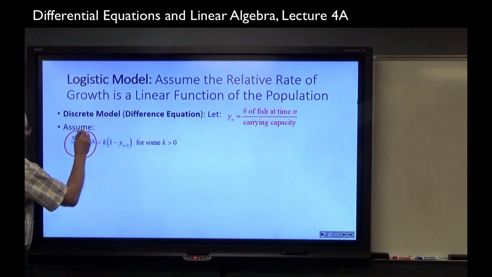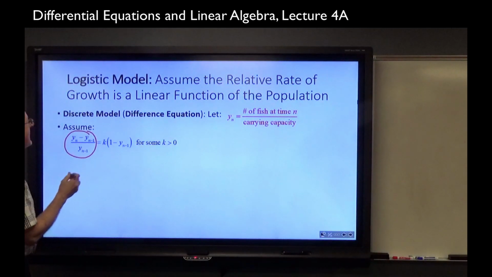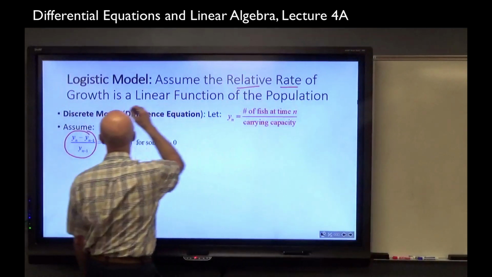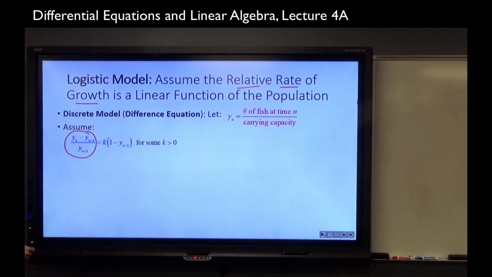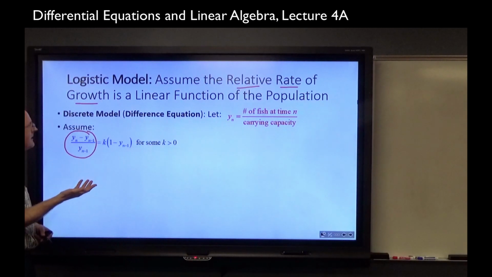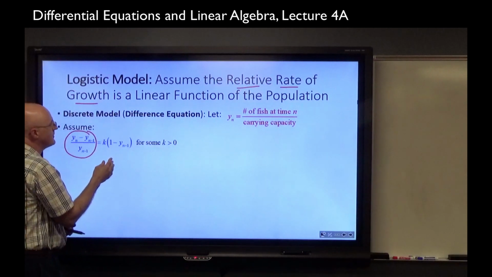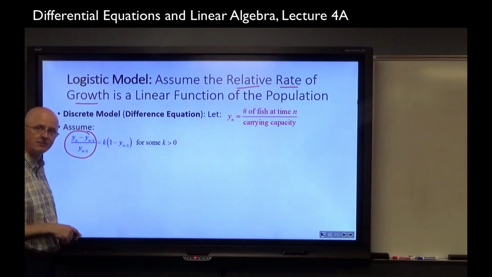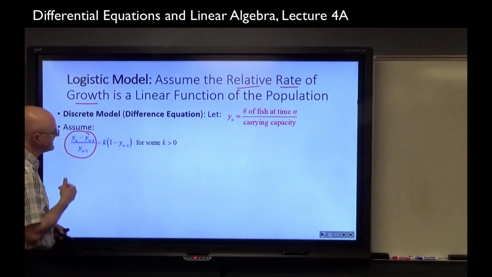this ratio, which can be thought of as a relative rate of change, it's a discrete relative rate of growth in this case because you're taking the total change in the population from time n minus 1 to time n and dividing by the population at time n minus 1. You would think of this as a percent. You know, typically it might be, say, 10% per unit time. It's proportional to this quantity, 1 minus the population at time n minus 1, where k is the constant of proportionality.